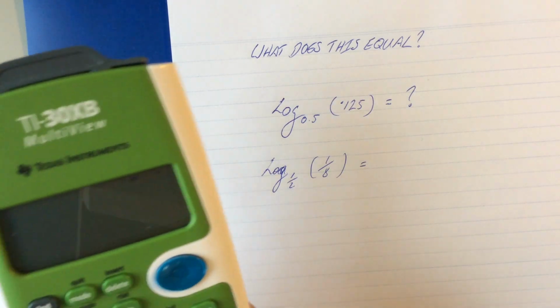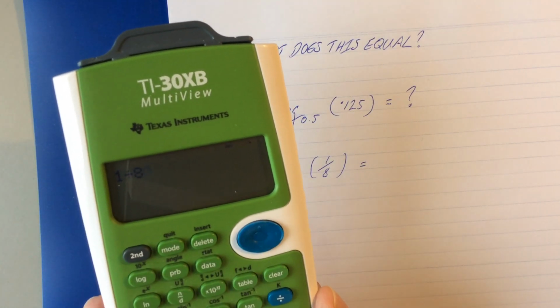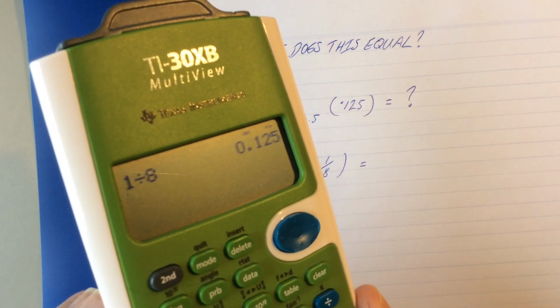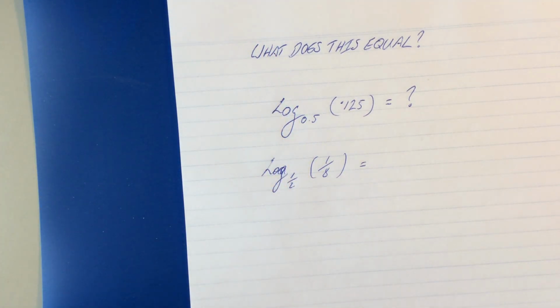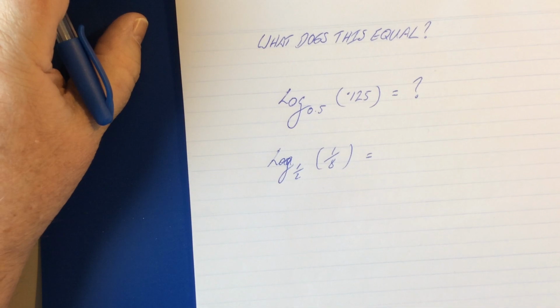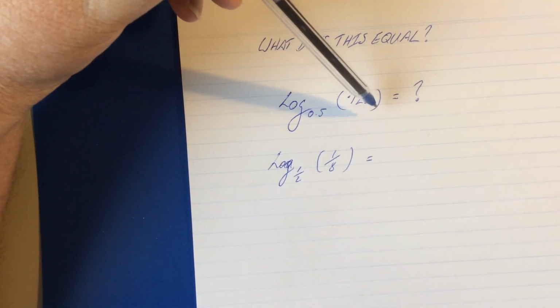So let's just check on that. So 1 divided by 8 equals, and I hope you can see that there, 0.125. Right, so we know that we're talking about the same thing. And so it really doesn't matter which one of these I go about solving. But we need a way into them.